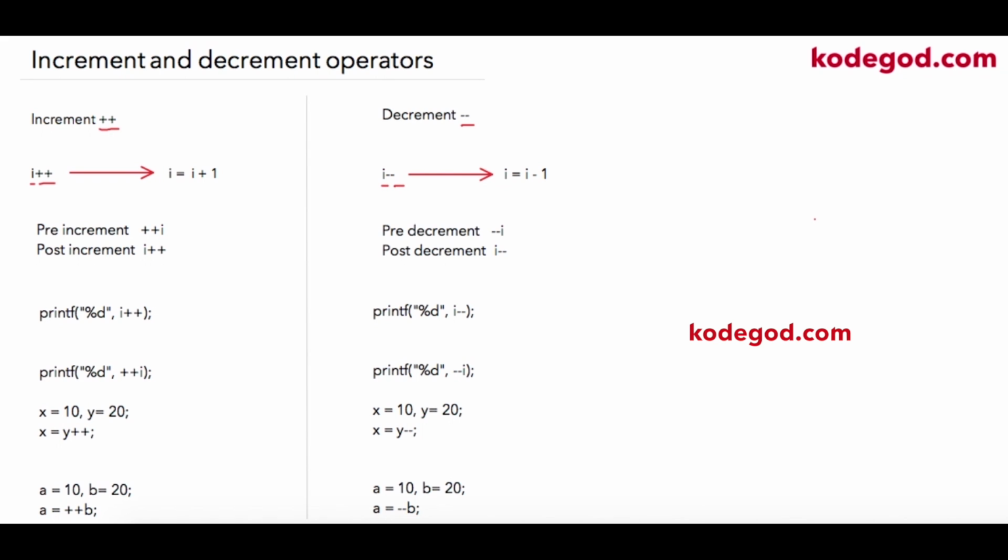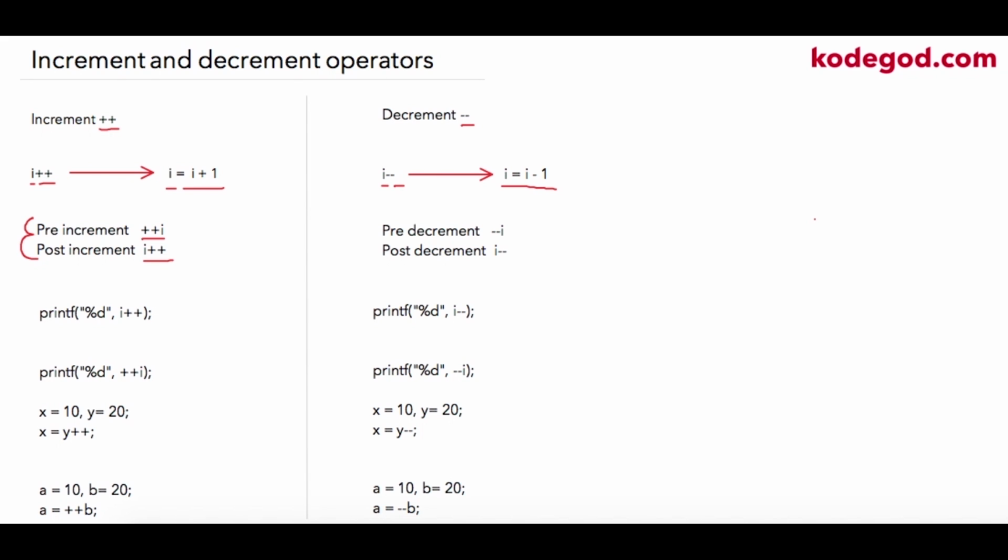I plus plus is same as I is equal to I plus 1 and I minus minus is same as I equal to I minus 1. There are two ways in which we can use these operators. First is pre-increment and second is post-increment. In pre-increment we write plus plus I, in post-increment we write I plus plus. So what is the difference between these two?